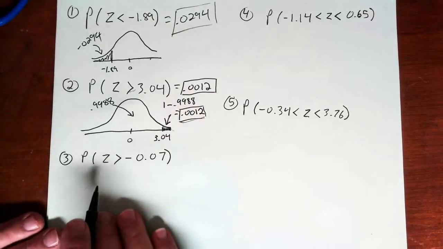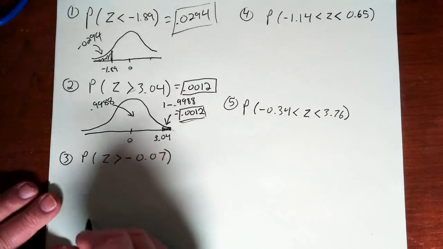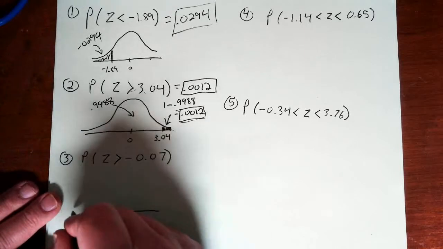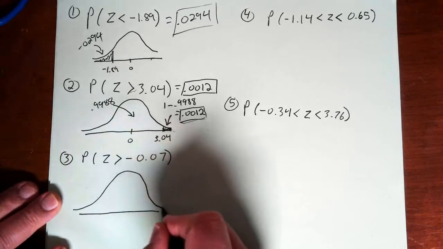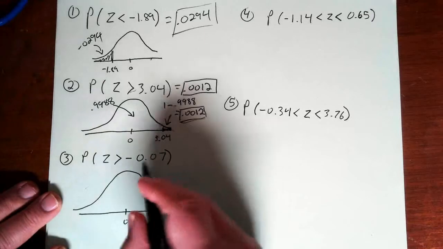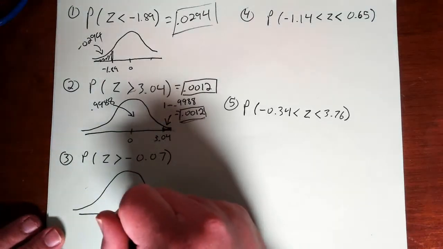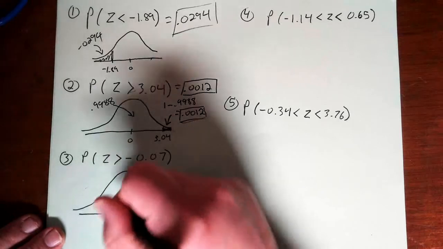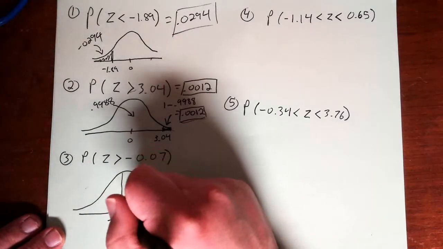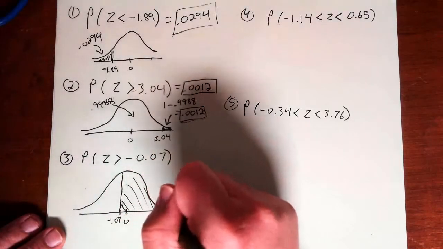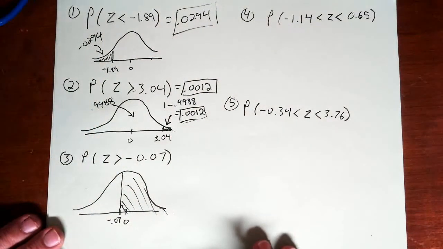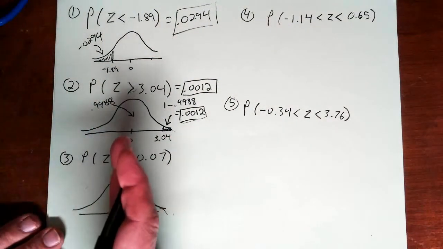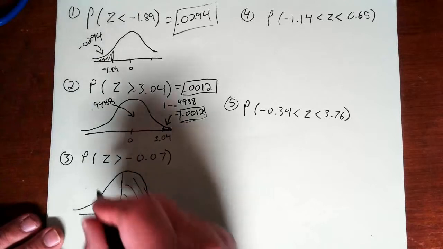So this is another case too, another greater than. And this is a negative this time, and it's very close to 0. So maybe like this, negative 0.07. And I want this area up above. So it's going to be a little more than 50% of the area, right? Because from 0 on up is 50% of the area.